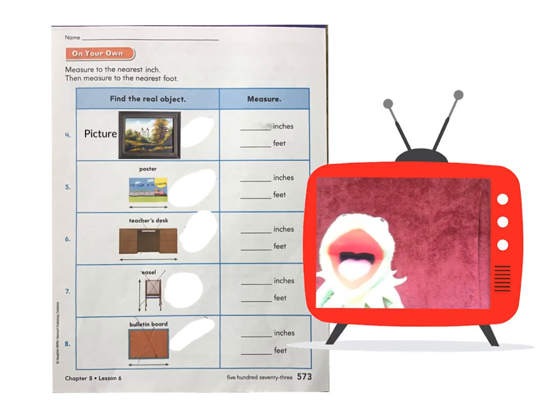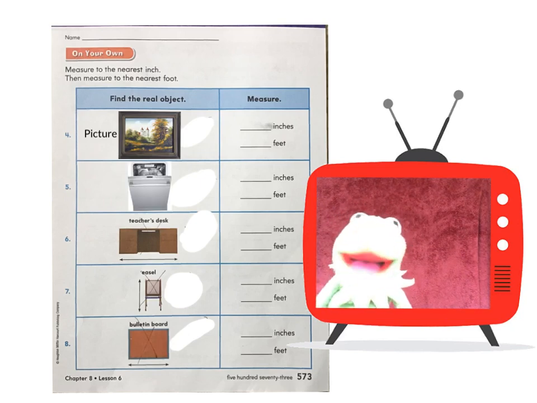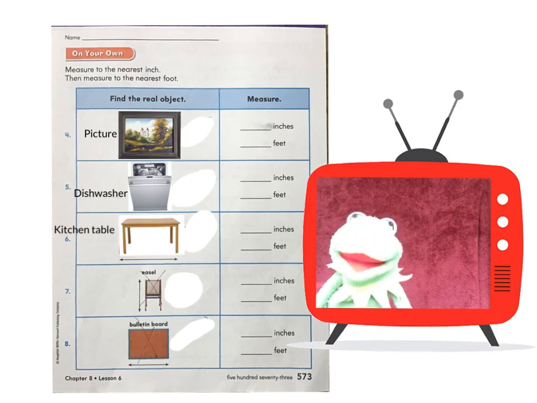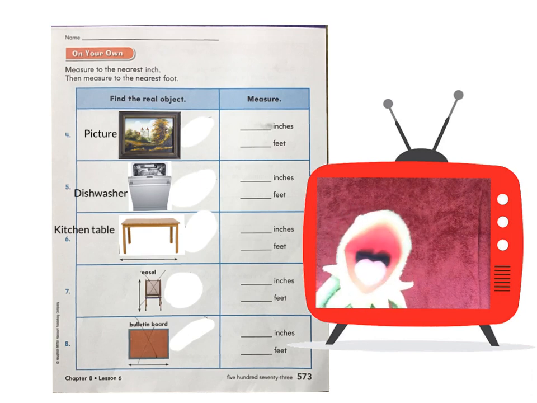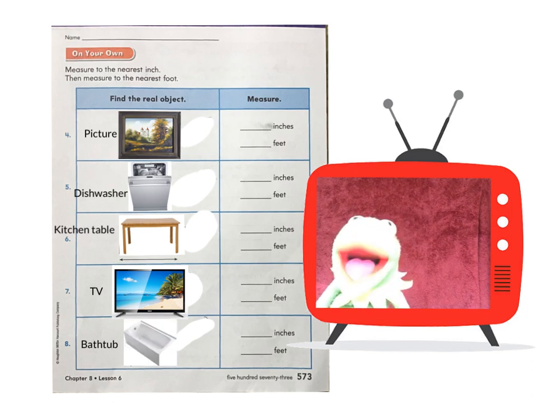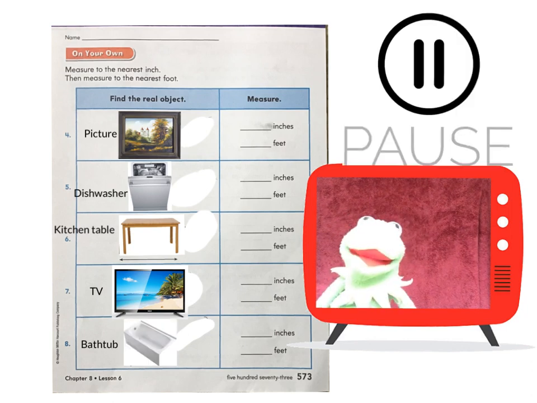For the poster, you can measure your dishwasher. Instead of a teacher's desk, use a kitchen table. Instead of the easel, measure a TV in your house. And instead of the bulletin board, measure the length of your bathtub. Go ahead and press pause.